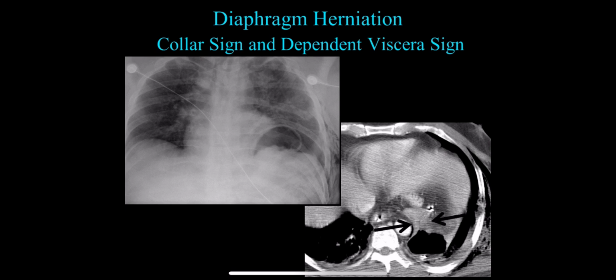So here's the collar sign, where we see the intra-abdominal portion of the stomach is more anterior, and then the narrowing or waisting of the stomach as it herniates through the diaphragm, and then the intrathoracic portion of the stomach is more posterior. And that's been termed the dependent viscera sign. So the stomach, while it's in the abdomen, should be more anterior and not abutting posteriorly, but as it herniates into the thorax, it tends to layer against the rib cage. And on the chest radiograph, we can see the collar sign indicative of herniation.